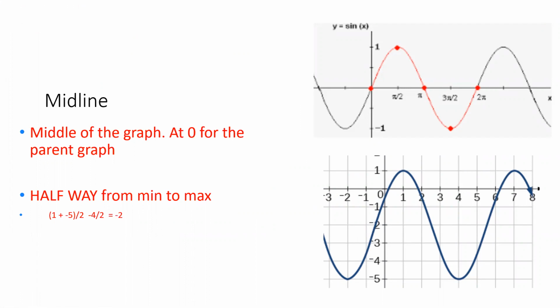So if we're looking at this one on the bottom, my maximum value, the highest that my graph goes, is at 1. The lowest that my graph goes is down there at -5. Halfway between 1 and -5 is -2. So my midline, sorry, that's not a straight line, but my midline is right there at -2. That's the middle of my graph. It's just right in the middle of it. So there's my midline.